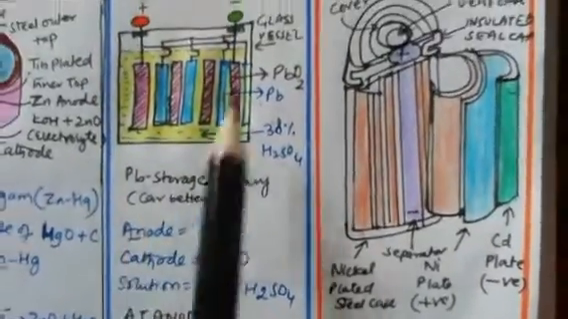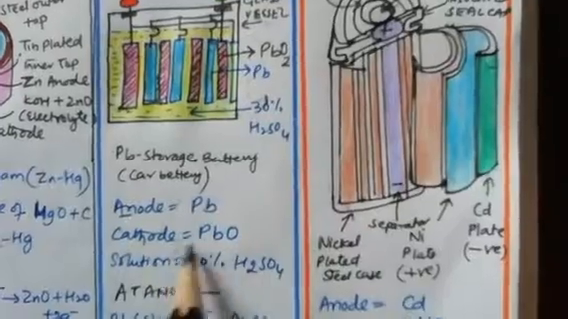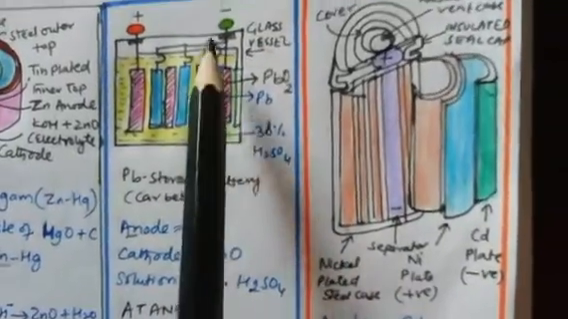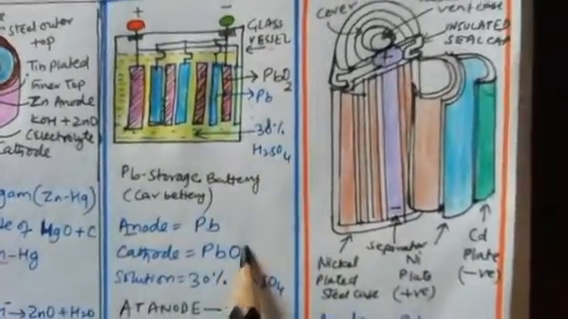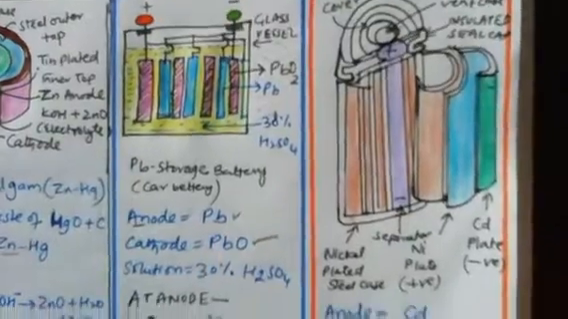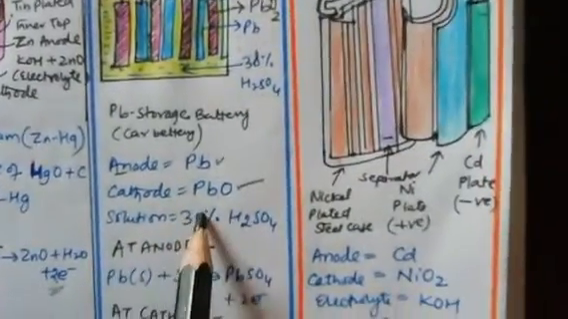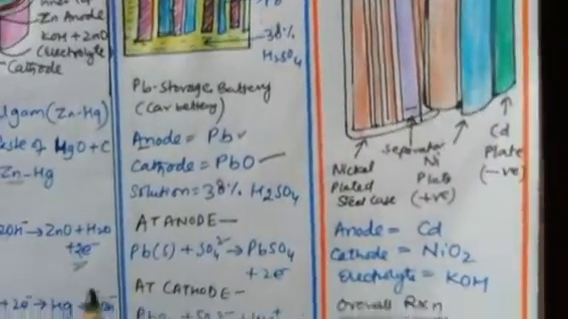It is in which anode is Pb and cathode is PbO2. So you can say positive charge is PbO2, okay, cathode, and negative charge is anode, and a solution of 38% H2SO4 is there. Reaction is what?